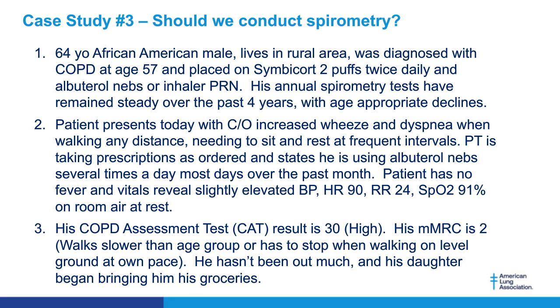The patient is taking prescriptions as ordered and states he's using albuterol neb several times a day, most days over the past month. Patient has no fever, and vitals reveal slightly elevated blood pressure, heart rate 90, respiratory rate 24, oxygen 91% on room air at rest. His COPD assessment test, or CAT, result is 30, which is high. And his mMRC, or dyspnea score, is 2, which means he walks slower than age group or has to stop when walking on level ground at his own pace. He hasn't been out much, and his daughter began bringing him his groceries.